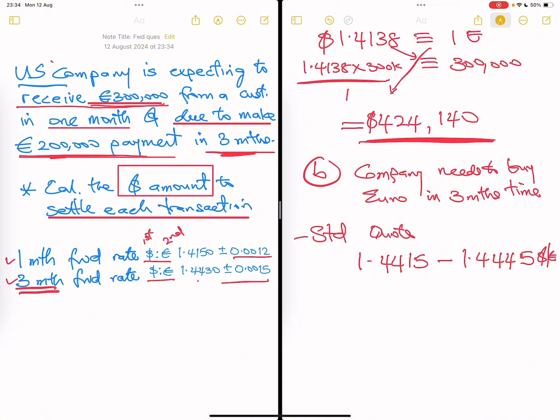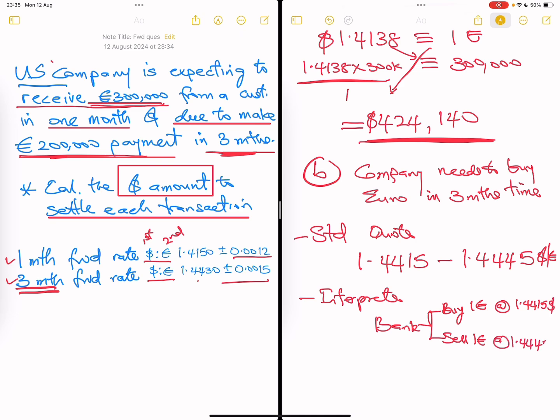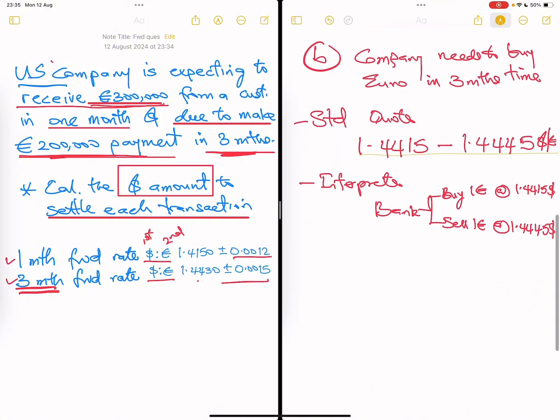Then interpretation. So the bank will buy 1 euro. Remember, you always interpret from the base currency. And also sell 1 euro at the buy rate of $1.4415 and at the sell rate of $1.4445. So we know that.